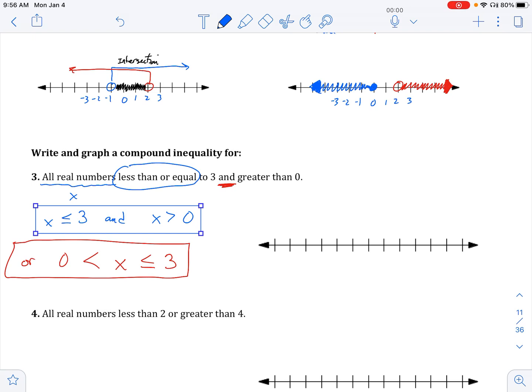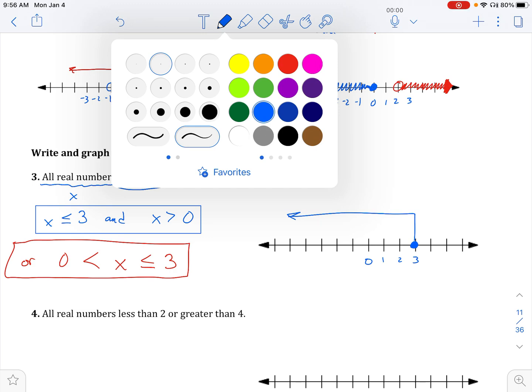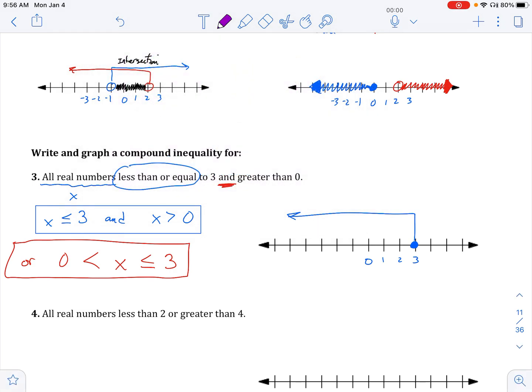When we graph them, remember that we are graphing the intersections of these, so I'm going to graph the top one. So the top one here, if I graph x is less than or equal to 3, I'm closed at 3. And we're going to be going to the left. I also have here, I'll do it in a different color, x is greater than 0, so I'm open at 0, and graphing all those numbers that are greater than that.